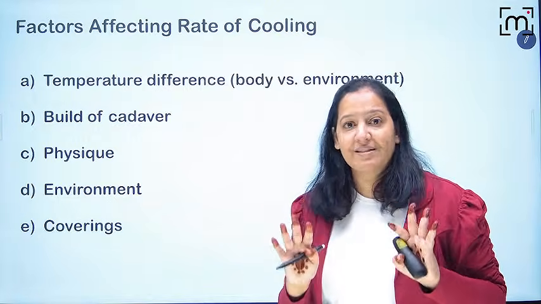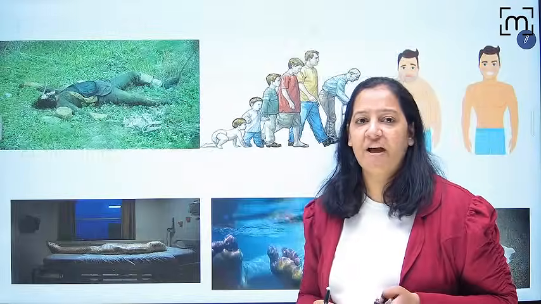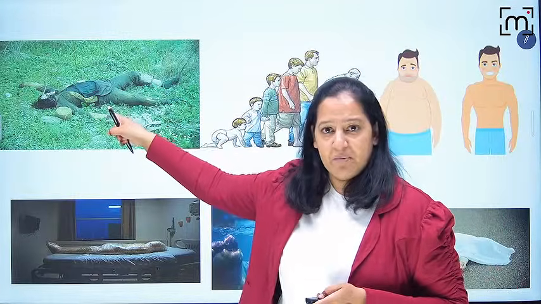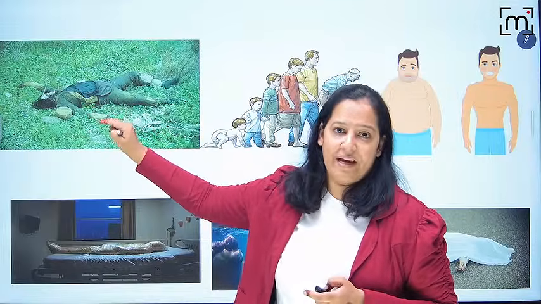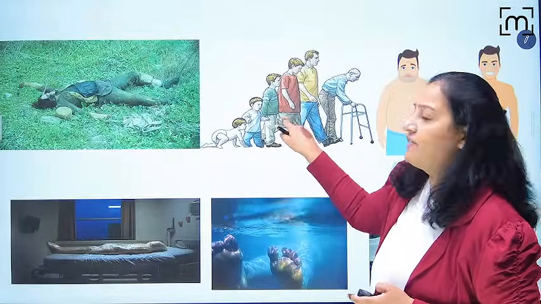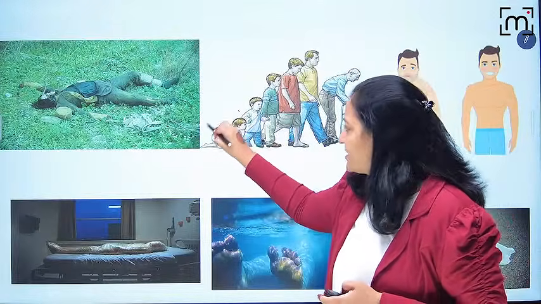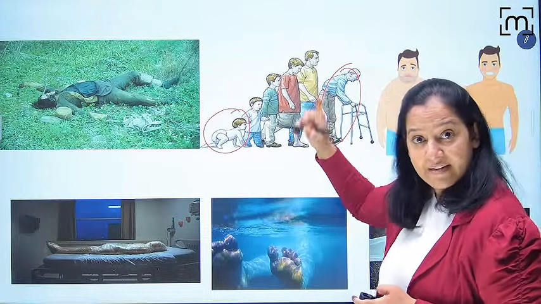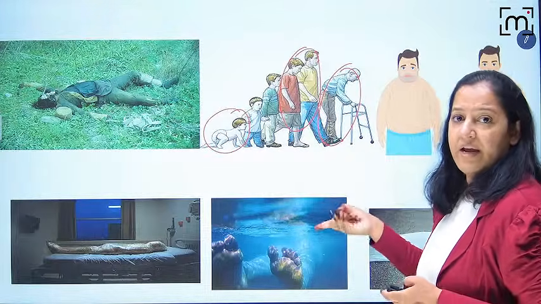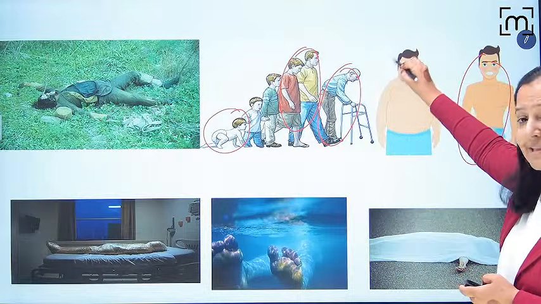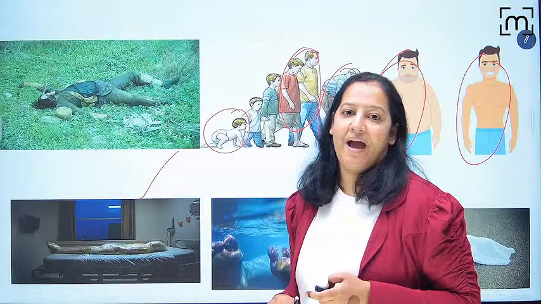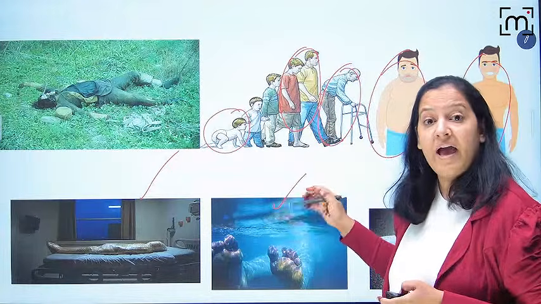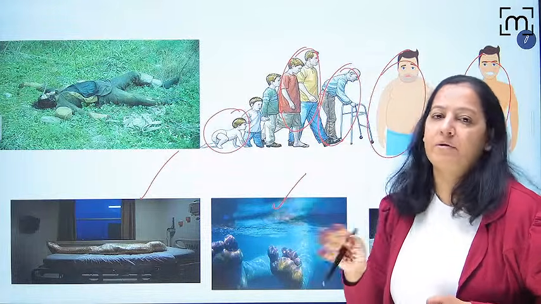So these are the factors which affect cooling. What are the 5 factors? External temperature, depending on temperate climate and tropic climate. Okay, the second is build of the cadaver. It is fast in children and old, and slow in adult. It is fast in lean, slow in obese. It is fast in a ventilated room as compared to a packed room. It is fast in water as compared to air, but in sewage water it's slow.